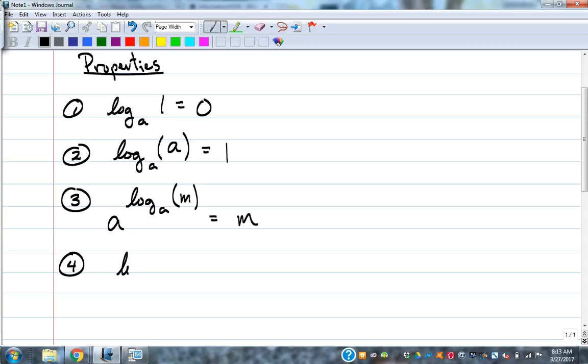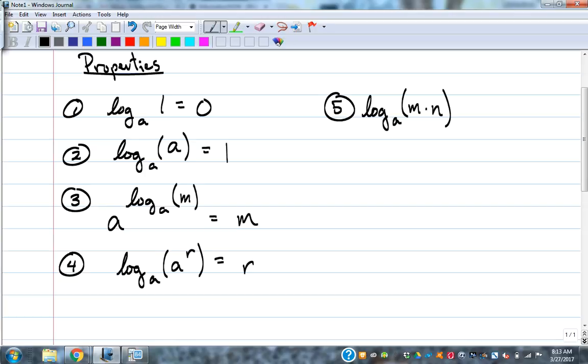Then log base A of A to the R. So just same base with an exponent. It's going to be R, whatever that exponent is. So this is related to this property here. All three of these are very much related to one another as far as that goes. Just go here to the right. The next few properties are expansion and condensing properties.